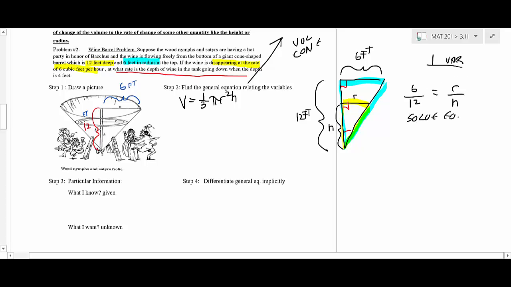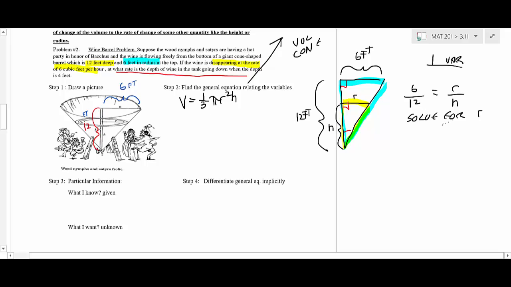The reason I'm going to do that is because look at what you're trying to find. It says, what is the rate of the depth? The depth is represented by which variable? H. H is the depth. I want h to be a variable in this equation because I have to differentiate it. So I'm going to solve this for r and then replace that r with something because I want h to be my main variable. Everybody got that? Because it says what's the rate of the depth.